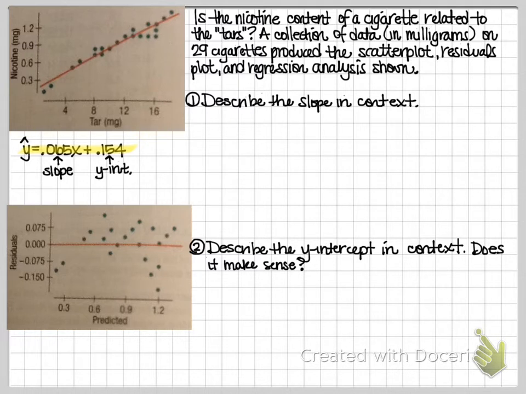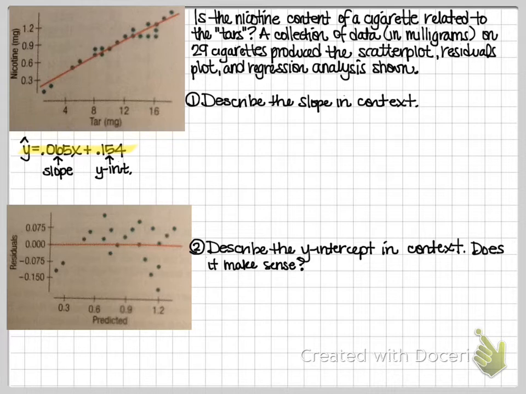So I'm going to describe the slope in context, and then I'm going to describe the y-intercept in context. One of the things we definitely focus on in statistics when it comes to the y-intercept is, does the y-intercept actually make sense in the situation? Sometimes it doesn't, which is totally okay. It's actually pretty common that it doesn't. It's just a good starting place for us, but contextually speaking, it might not make much sense for this situation.